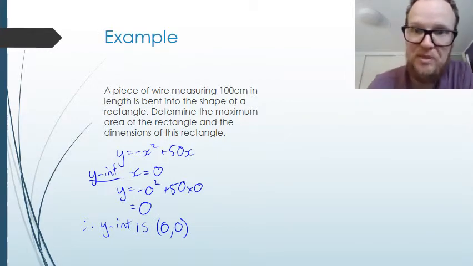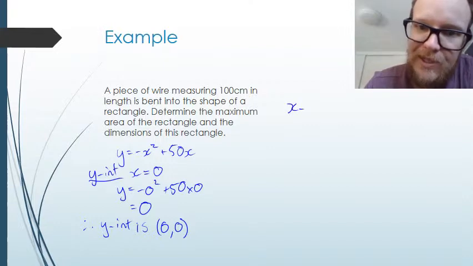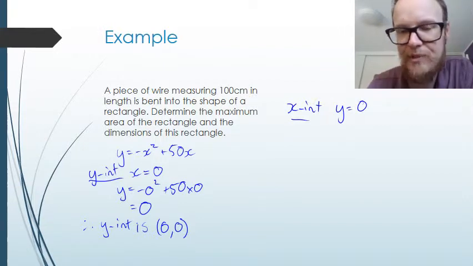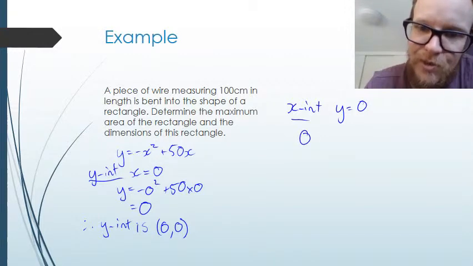That's pretty convenient. That's pretty easy. All right, let's look at the x-intercept here. That's when y equals 0. A little bit trickier now. All right, so we get 0 equals negative x squared plus 50x.